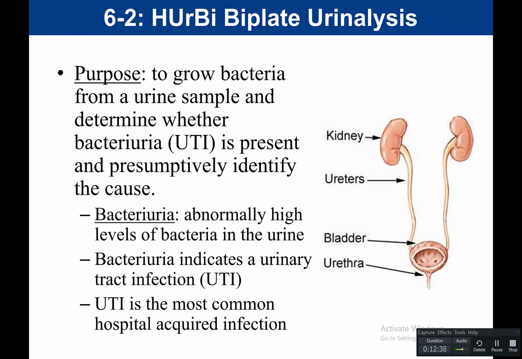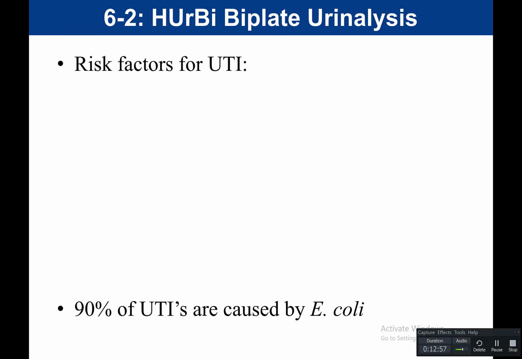You want to know what bacteriuria is. This is going to be abnormally high levels of bacteria in the urine. And if a patient has bacteriuria, that is going to indicate a urinary tract infection, what we call a UTI. So when you're studying this, you also want to know the risk factors for the UTIs. So go back and review your notes for the different risk factors for the UTI. You should be able to identify those.